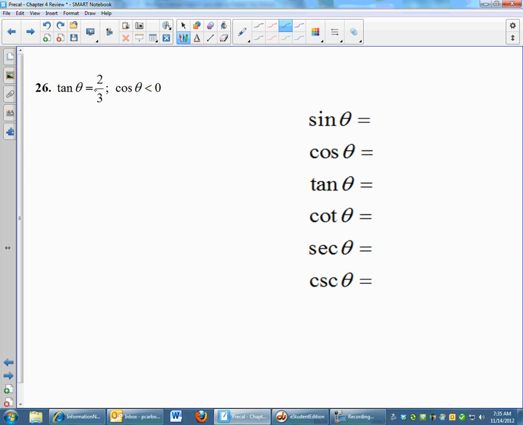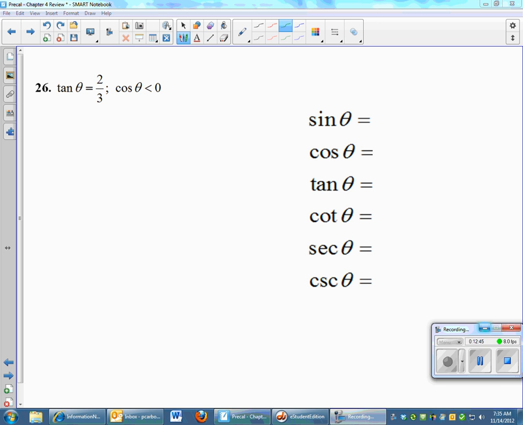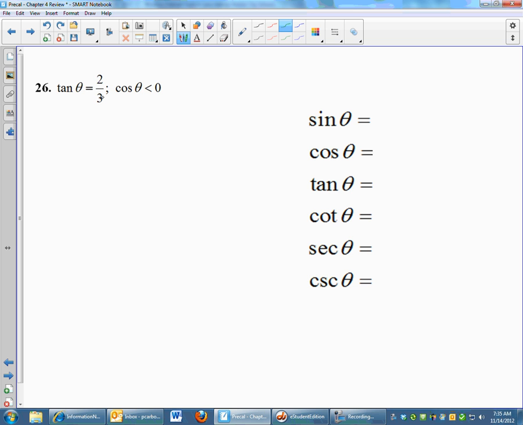All right, let's see. Tangent is 2/3, and cosine is negative. Now this one's a little bit trickier because I didn't just outright tell you in which quadrant to draw your triangle. So if tangent is 2/3 and cosine is negative, let's think about our unit circle here for a second.